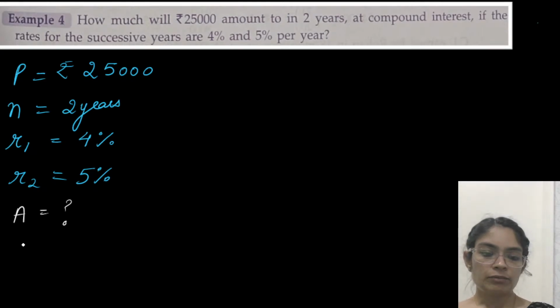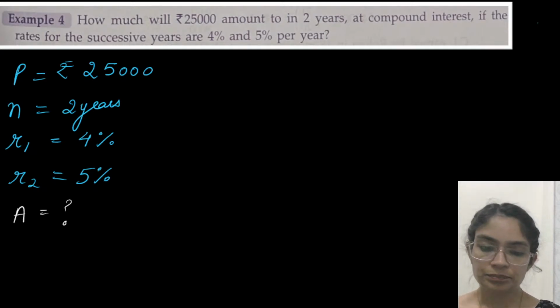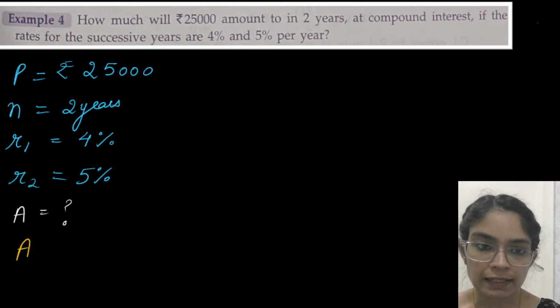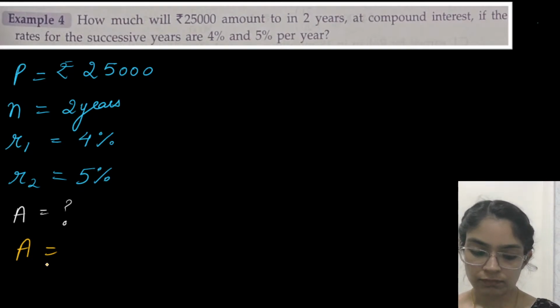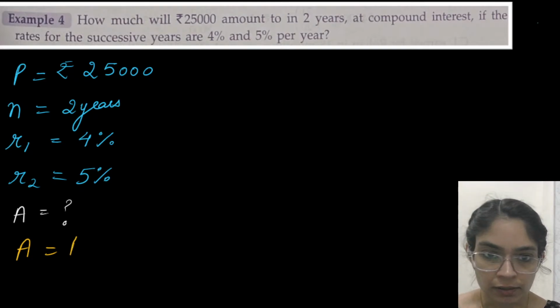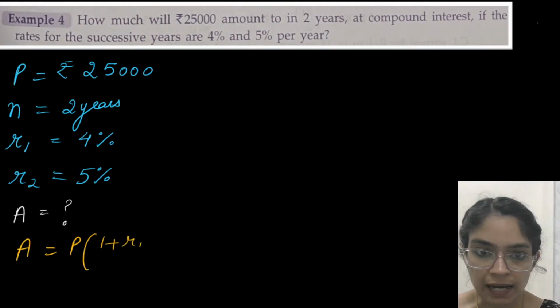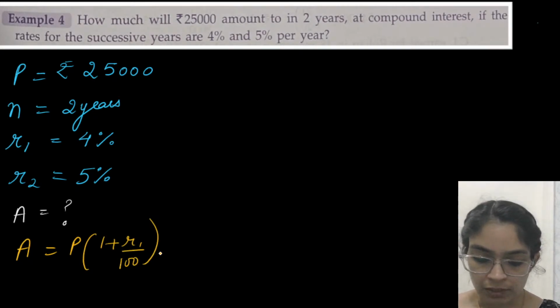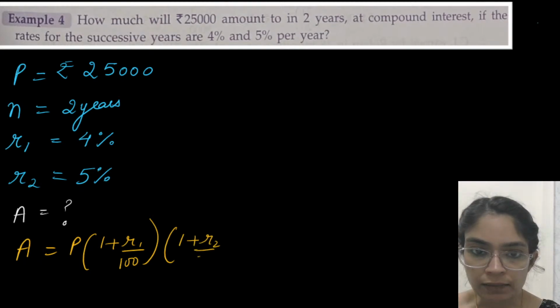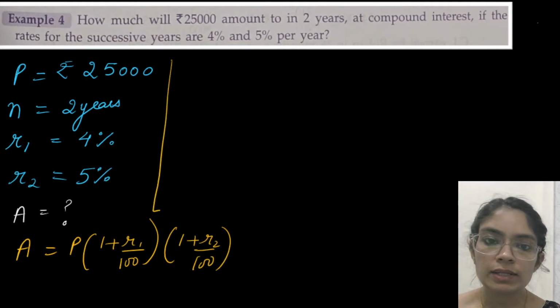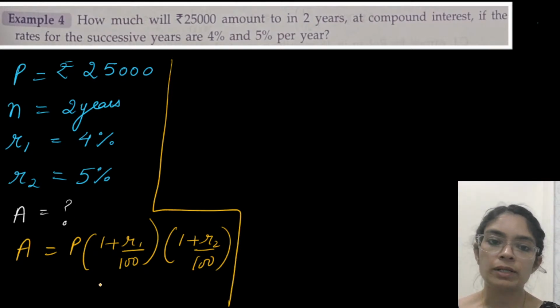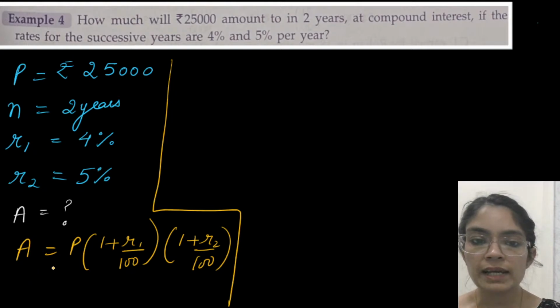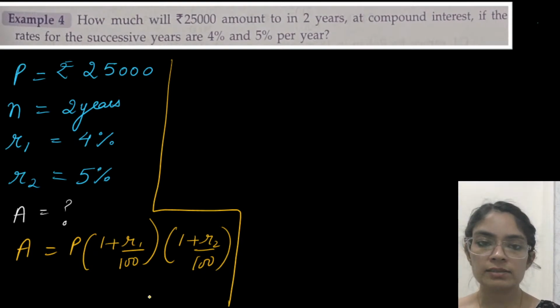So which formula we have to use here? Rates are different, so we have to use that formula of amount where different rates we can apply. A is equal to P into 1 plus R1 by 100 into 1 plus R2 by 100. Only amount we have to find in this question, no compound interest. So everything is in multiplicative form.